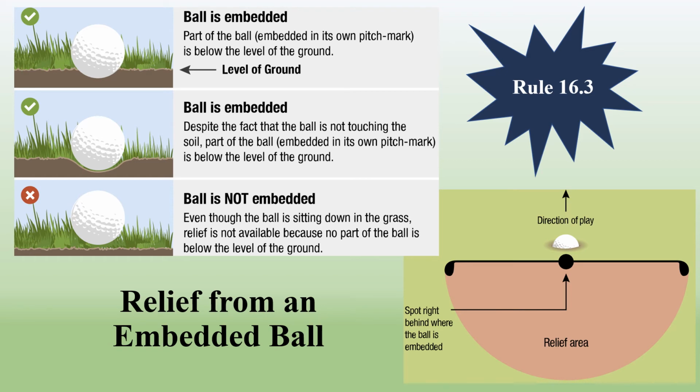Your relief area begins at a spot right behind the golf ball and is 1 club length in either direction, no closer to the hole. Your embedded ball can then be lifted and cleaned and dropped into the relief area, and play can continue with no penalty.